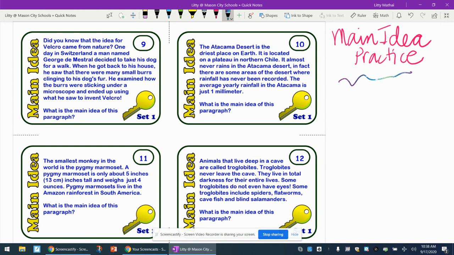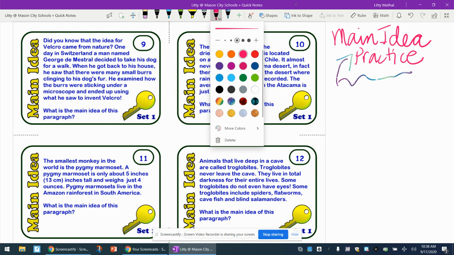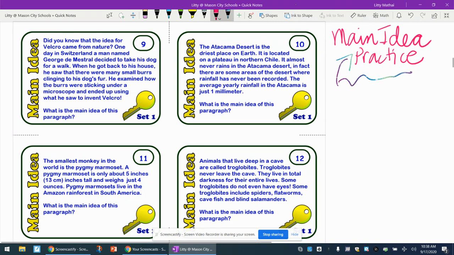So in your reader's notebook, I want you to open to a blank page and I want you to title it Main Idea Practice. And then I want you to put the date, whatever today's date is. And then let's go ahead and do the first one together. We're going to just label it Task Card 9.